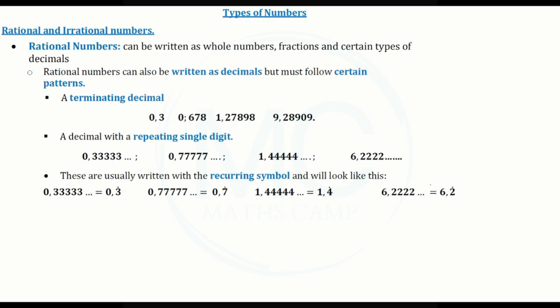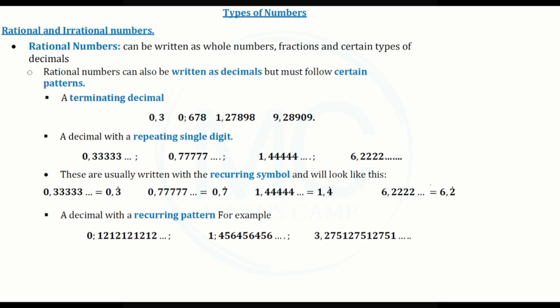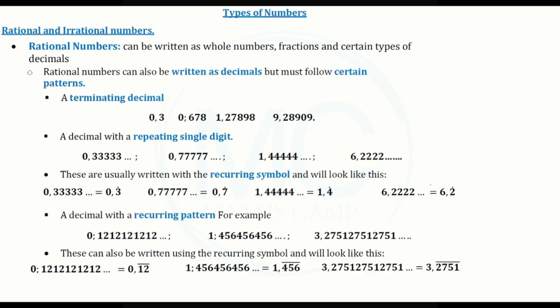A decimal can also have a recurring pattern. For example, here we have 0,12 recurring, 1,456 recurring, and 3,2751 recurring. In cases like this, we put a line over the first set of recurring digits. So our recurring decimals will look like this. Remember that rational numbers are denoted as Q.